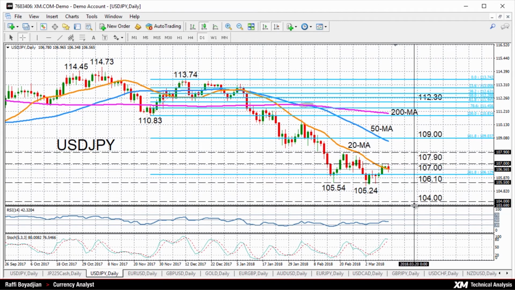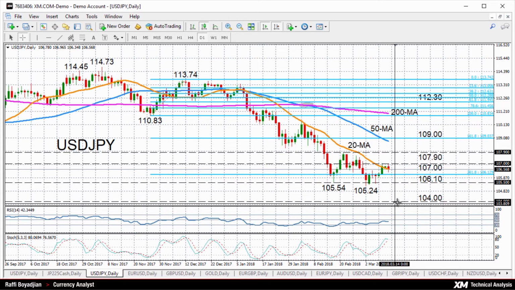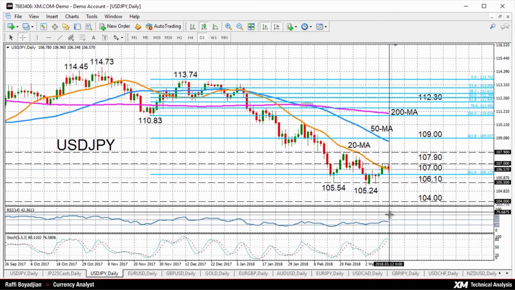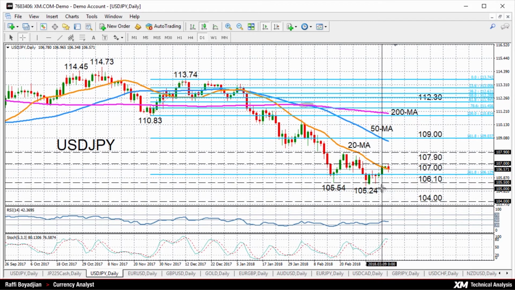The pairs we're going to be looking at this week are dollar yen, the euro dollar, the pound dollar, and gold. Starting with dollar yen, we can see that those gains we saw towards the end of last week quickly lost steam.